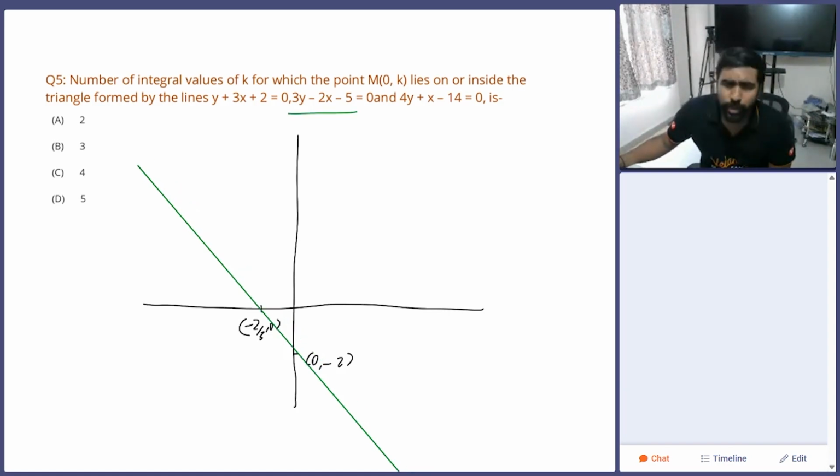Second line, over here, when you put x is equal to 0, what are you getting? y equal to 5 by 3. (0, 5 by 3), let's say it lies somewhere over here.